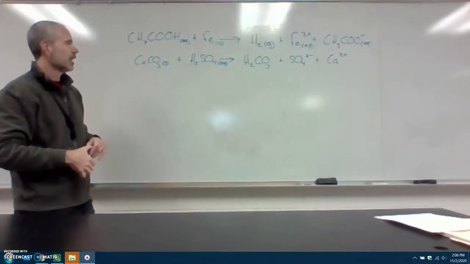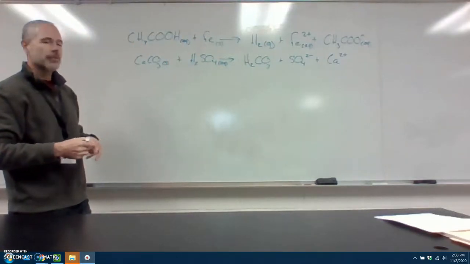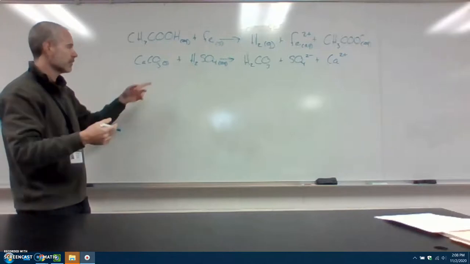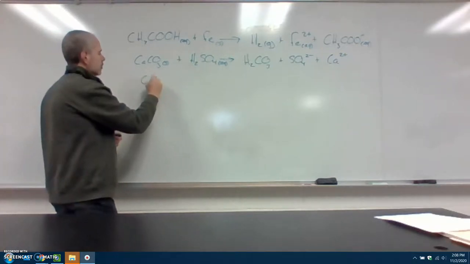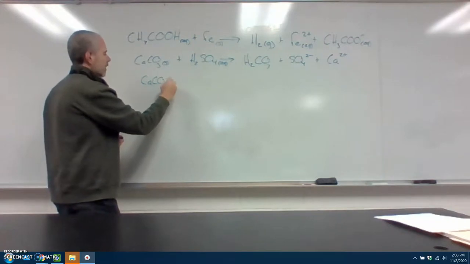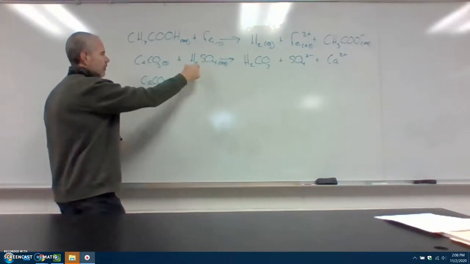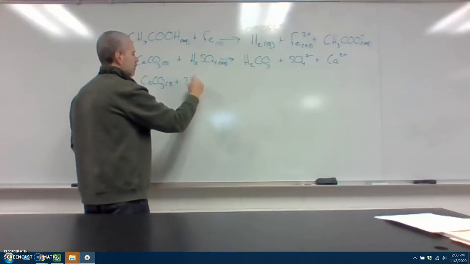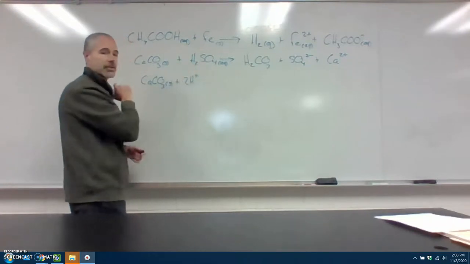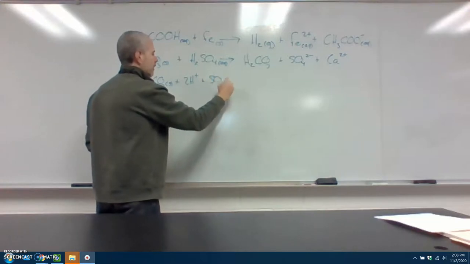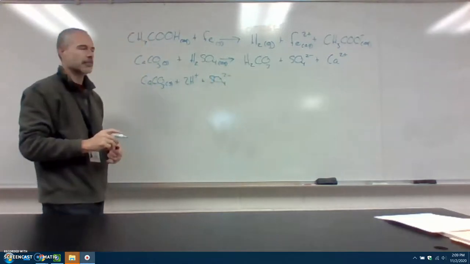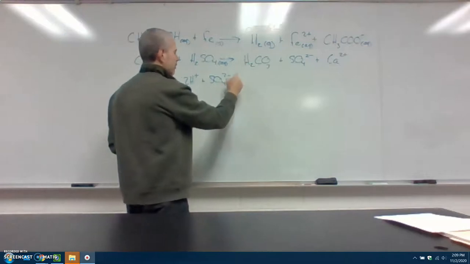Okay, now let's break this down a little bit and see who and what we have. The solid I have to keep, so calcium carbonate solid stays. Sulfuric acid I'm going to break apart. So there's two hydrogen ions that come from sulfuric acid, and then there's the sulfate ion. And these are both aqueous.